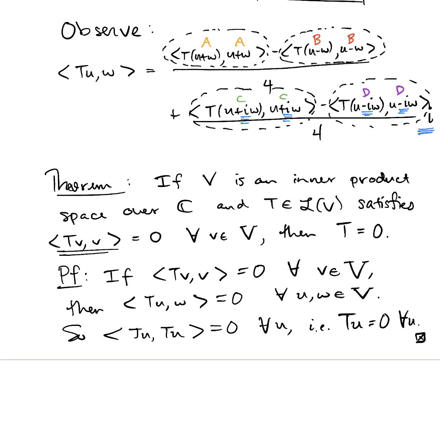But at least if it's over C and you have access to this number called i, whose square happens to be -1, that means you can do that arithmetic trick. And in any setting where you can do that arithmetic trick, the only operator that satisfies outputs orthogonal to inputs is the 0 operator. Okay, this theorem will be important to us tomorrow. For now, it's just this interesting little fact about linear operators on complex inner product spaces.